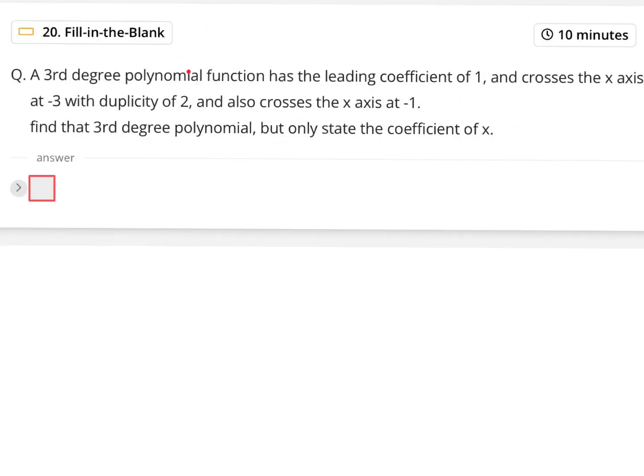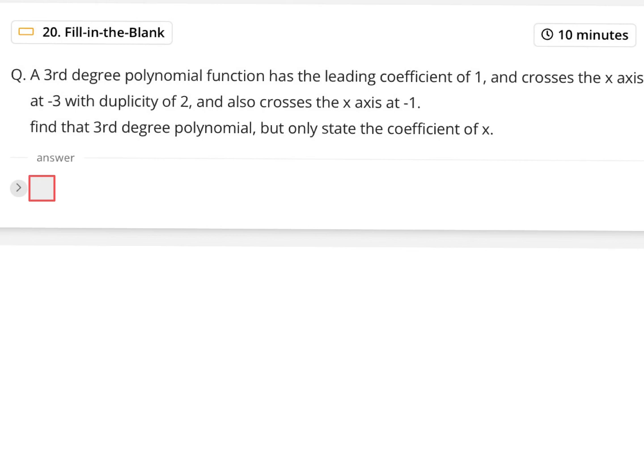A third degree polynomial function has a leading coefficient of 1, crosses the x-axis at -3 with multiplicity of 2, and also crosses the x-axis at -1. Find that third degree polynomial, but only state the coefficient of x. This is very wordy. We need to really understand what they're asking. So let's start reading through this.